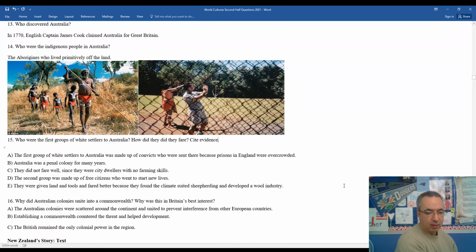16, why did Australian colonies unite into a Commonwealth? Why was this in Britain's best interest? The Australian colonies were scattered around the continent and united to prevent interference from other European countries. Establishing a Commonwealth countered this threat and helped them to develop. And the British remained the only colonial power in this region.